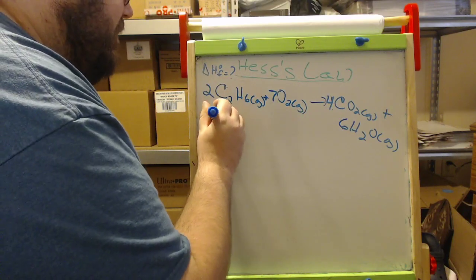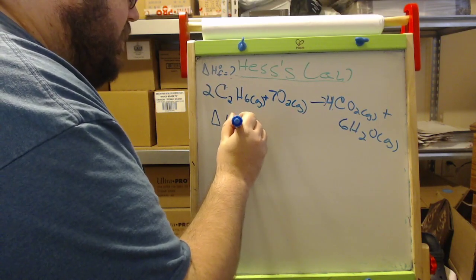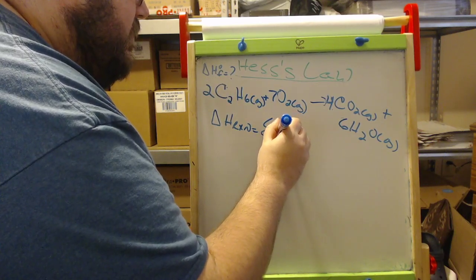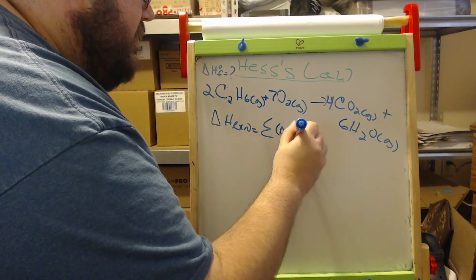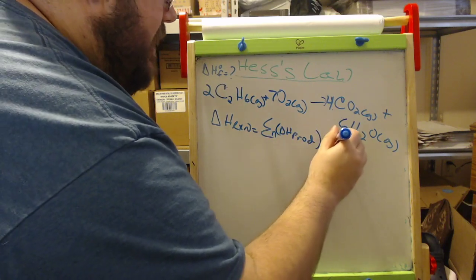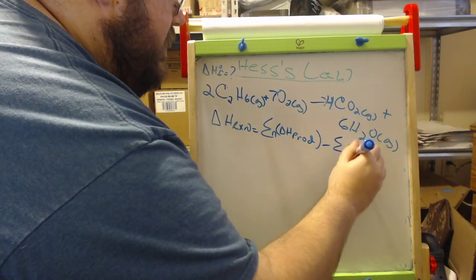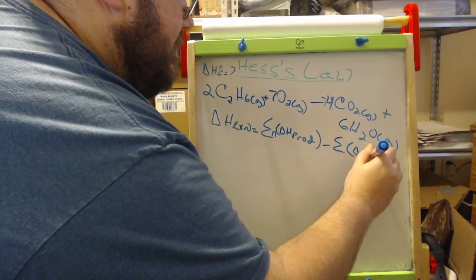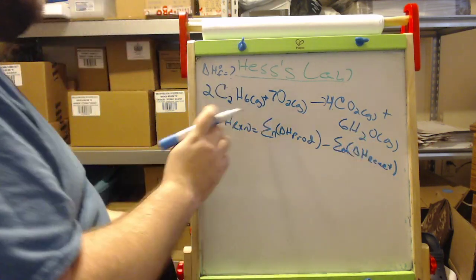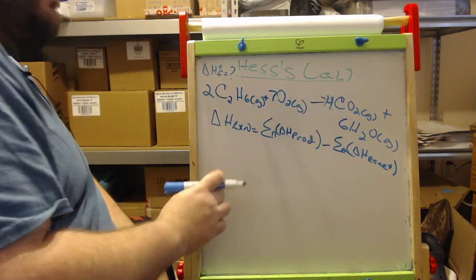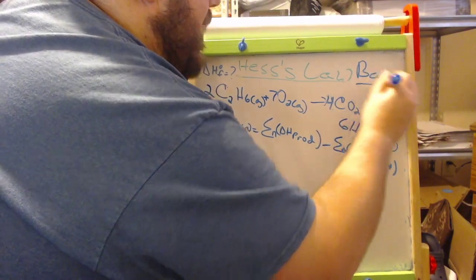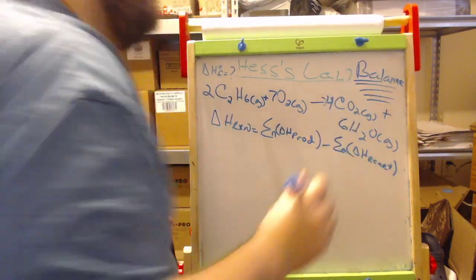The formula is this. The delta H of the reaction is equal to the sum of the delta H's of the products times their coefficients, minus the sum of the delta H of the reactants times their coefficients. So this is why it's important you balance the equation. So I'm going to write it here. Balance, balance, balance.